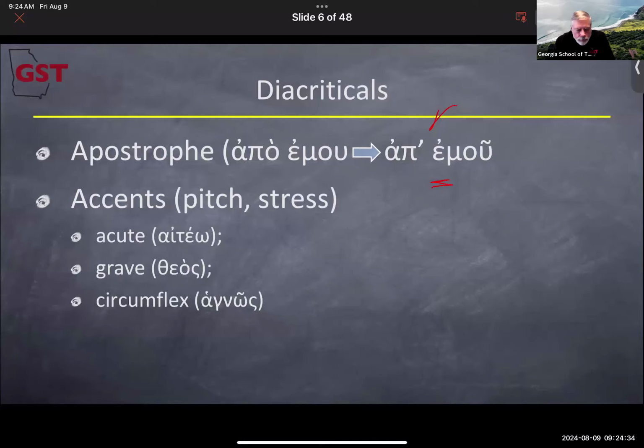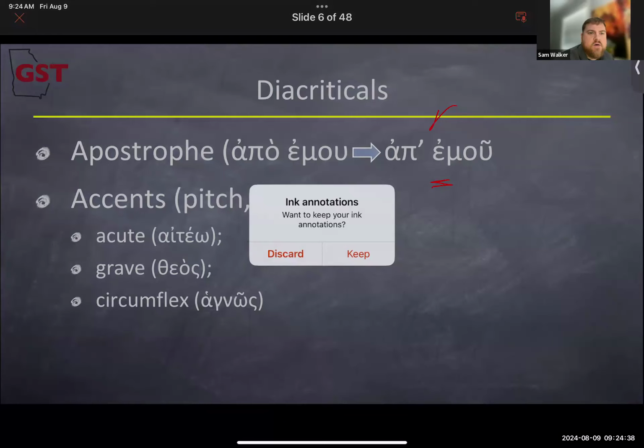Make sense? You okay? Yes, sir. So those stress marks are the dashes above the epsilon, the accents above the vowels. It'll be on vowels, so always on vowels or diphthongs. And if it's on the diphthong, it'll be on the second vowel.